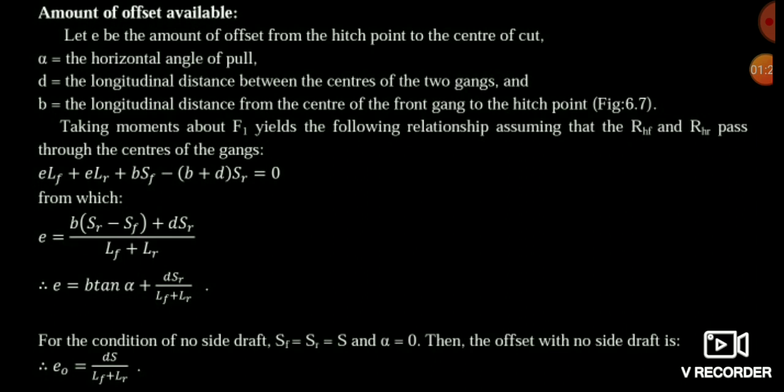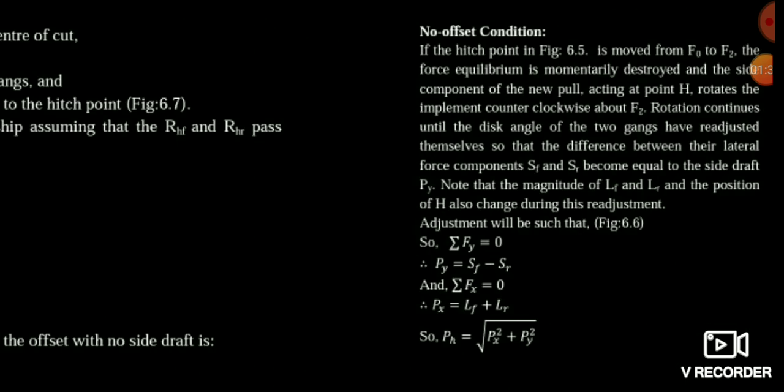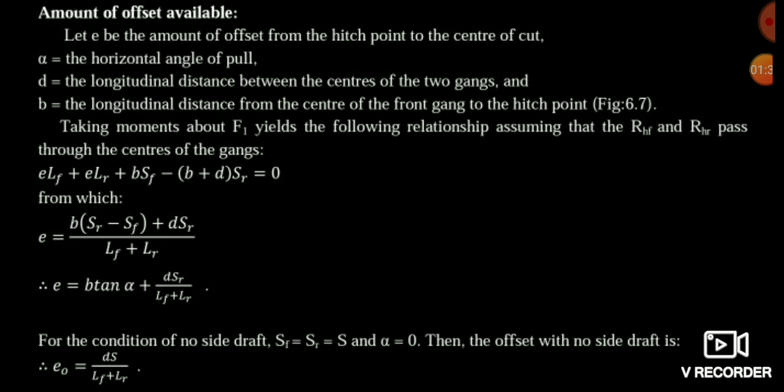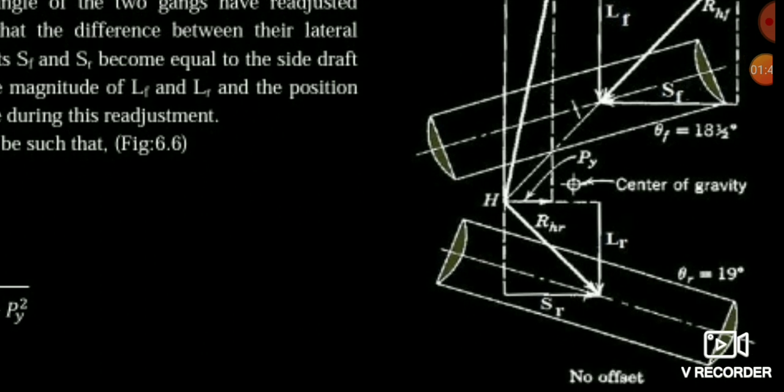And friends, alpha is the horizontal angle of pull. You can see here that with some pull B, we are pulling the disc harrow. So alpha is the horizontal angle of pull. And friends, D is the longitudinal distance between the center of two gangs. Friends, you can see that D value means, what is D? D is simply the distance between the SR and SF.